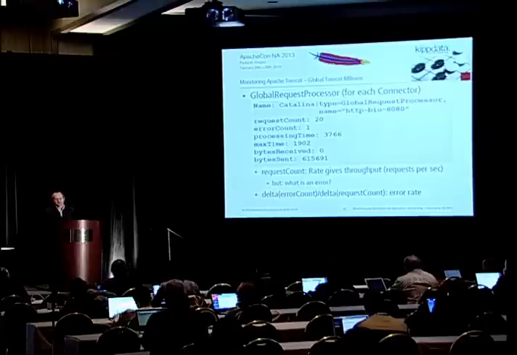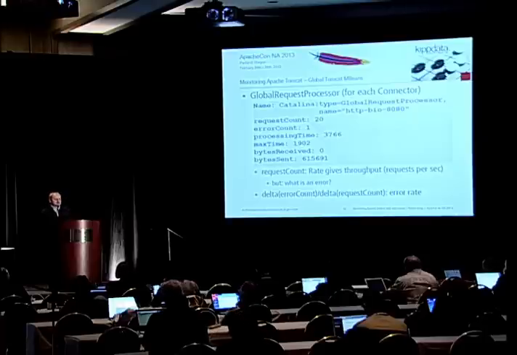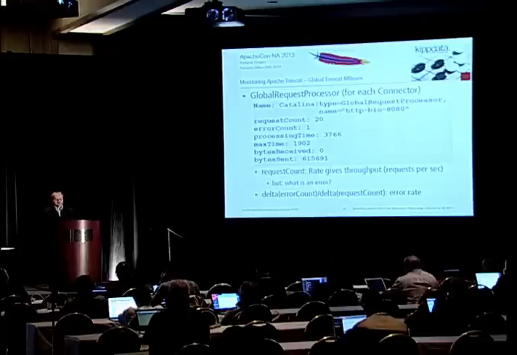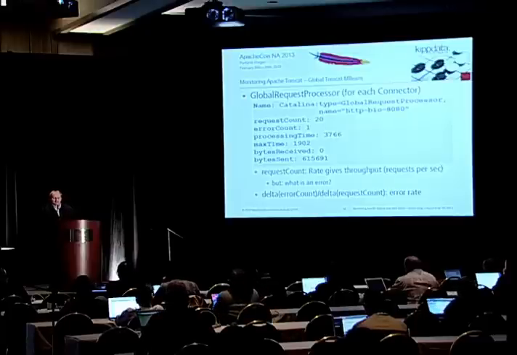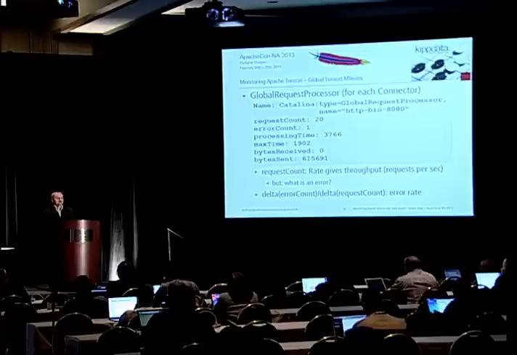Then we've got a global request processor. The global request processor counts requests for the whole of Tomcat. So any request that's served by Tomcat will be counted in the request count. It also accumulates the processing time. So the time it took to handle the request will be summed up. It shows the maximum time and also some data about traffic going in and going out. The request count as a counter is not interesting in itself, but again, deriving a rate over time gives you the throughput of your application, how many requests per second are being handled.